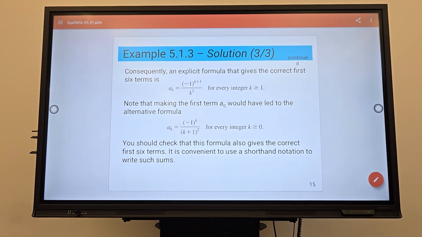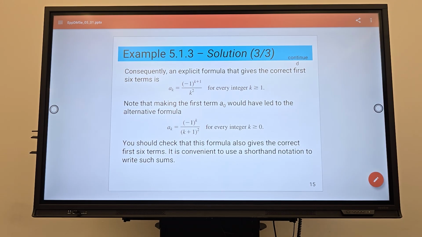Consequently, an explicit formula that gives the correct first 6 terms would be a sub k equals (-1)^(k+1) over k squared for every integer k greater than or equal to 1. Note that making the first term a sub 0 instead of a sub 1 would have led to the alternative formula a sub k equals (-1)^k over (k+1) squared. You should check that this formula also gives the correct first 6 terms.